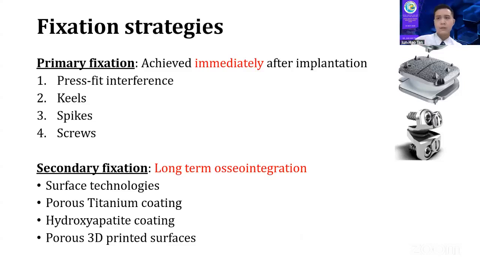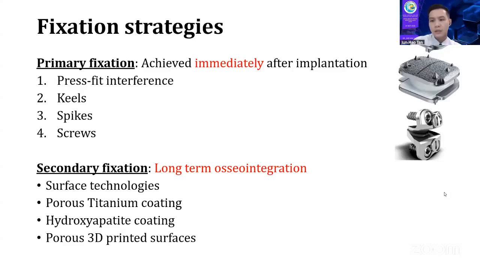Other options, as you can see in the pictures on the right side, include the keel option, which is the top right corner, the spike option in the middle, and the screw option, which is the lower one. Several pros and cons exist for each. For example, the keel removes slightly more bone compared to the spike option, and the screw, of course, gives you the strongest mechanical fixation, immediate primary fixation.